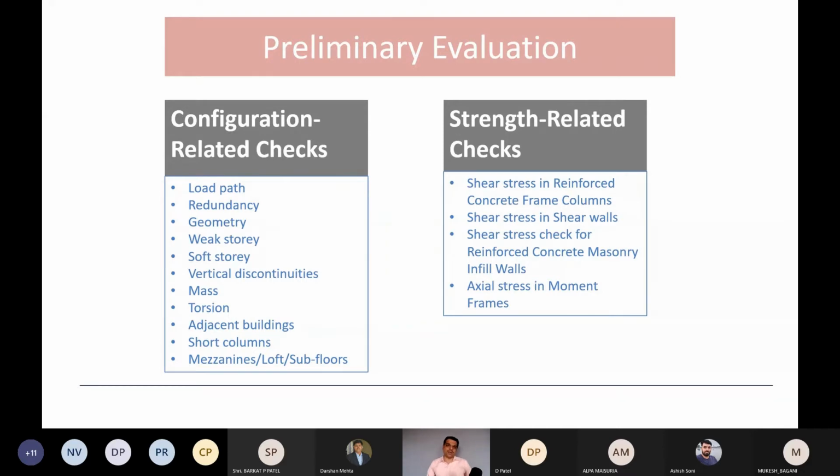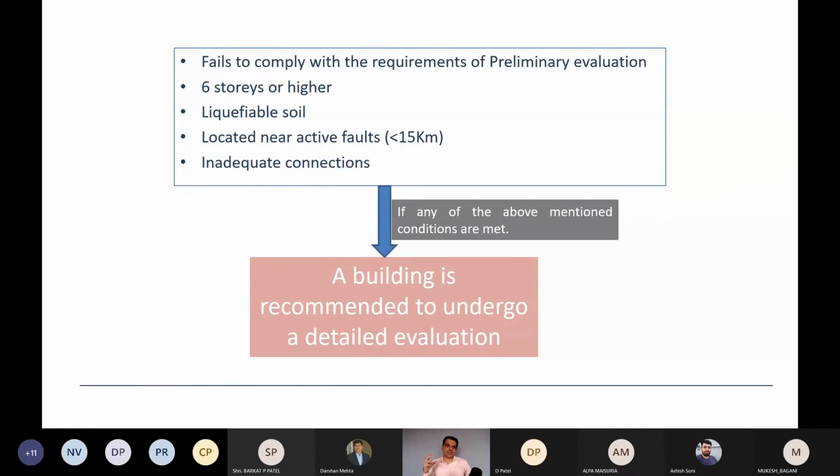because it's a preliminary evaluation we are doing first. And thereafter, these are the checkpoints which are mentioned: let's say if it fails to comply with the requirements of the preliminary evaluation, or if it is 6 stories or higher, if it is supported on liquefiable soil, or if it is located near active faults less than 15 kilometers, or if there are inadequate connections. Now, inadequate connections means, let's say, if reinforcement detailing is not as per IS 13920. So in short, if ductile detailing is not followed. These are the different checks given, and based on that, it is recommended that the building should go under detailed evaluation.